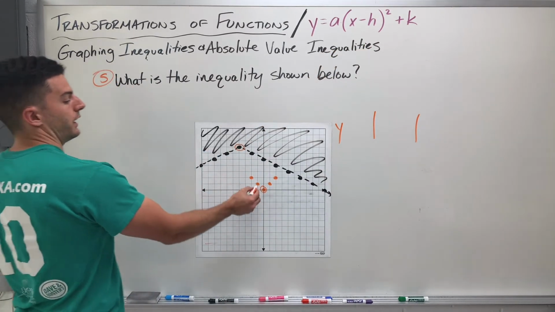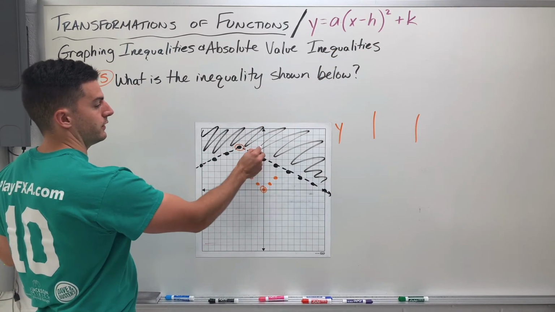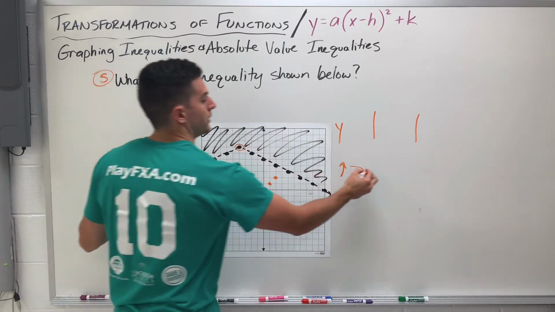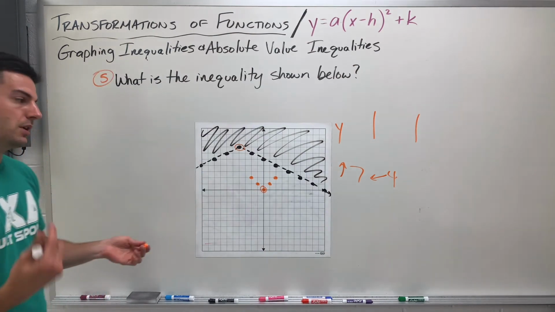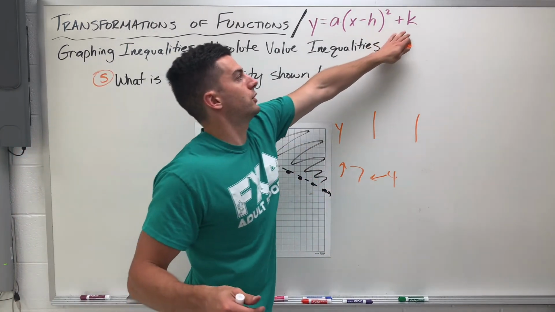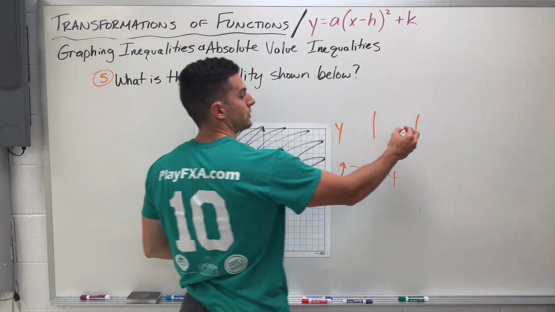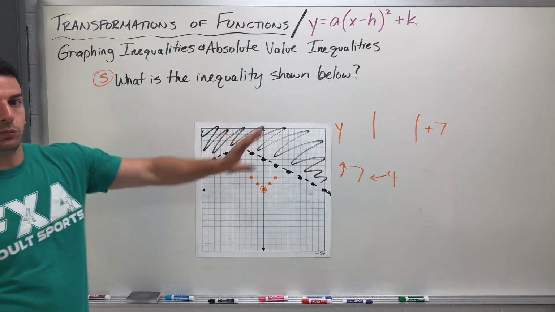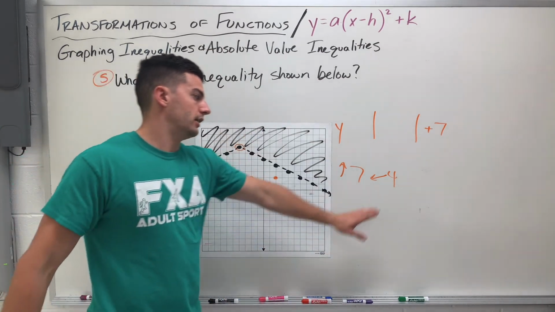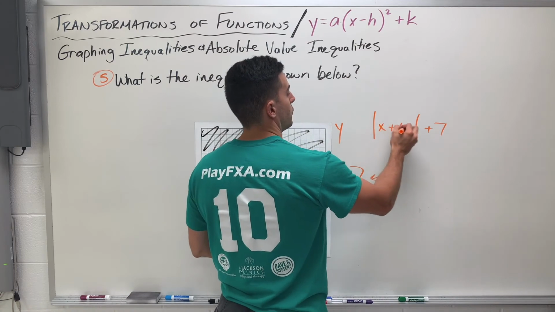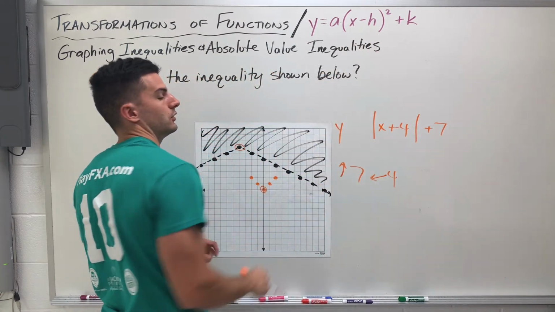And so I count. It moves up 7, and then it moves left 4. Up 7 and left 4. So what does that mean? Well, my K value, my vertical shift, was up 7. So that's going to result in a plus 7 outside of the group with the X, okay? And then a left 4 means that it is an X plus 4. That H value in here is going to be a plus 4.